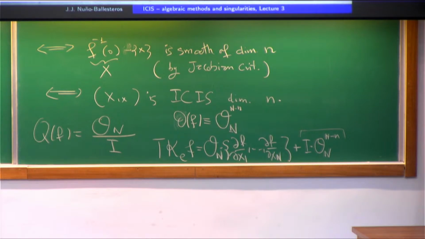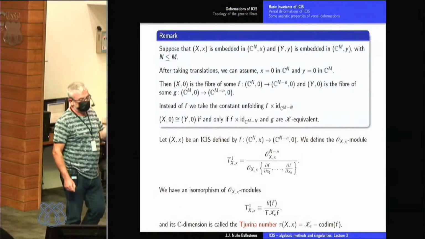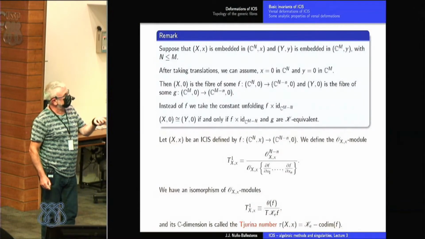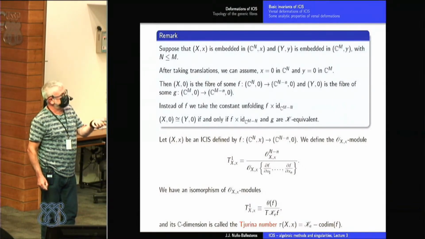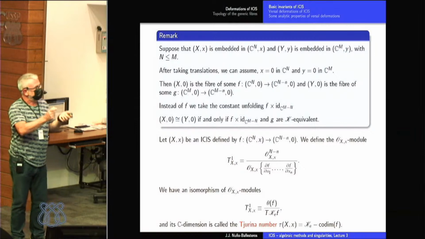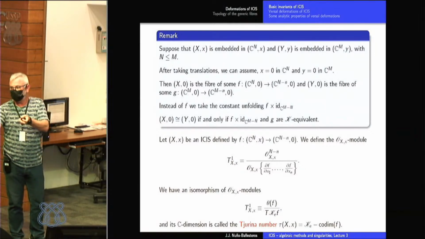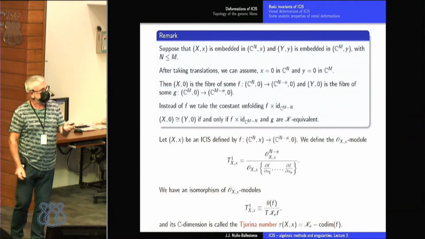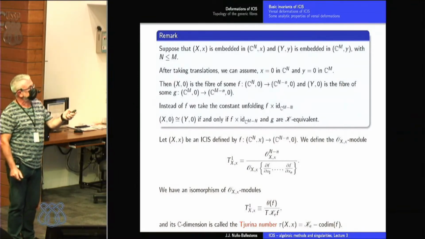And the dimension of this module over C, because F is K finite, this module has finite dimension over C, and the dimension over C is called the Tjurina number. So it is equal by definition to the extended K codimension of F. So this gives the link between the invariant of the ICIS and the infinitesimal invariant of the map.